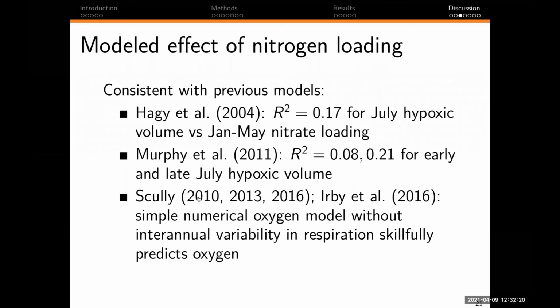And then this model by Scully and evaluated by Irby et al. in 2016, which is the basis of that 3-day oxygen forecast that I showed in the introduction. So they use just a simple numerical model that has that fixed respiration rate. It doesn't capture the interannual variability of biology in the bay. And that model is nevertheless able to skillfully predict the variability in oxygen, primarily by predicting the stratification.